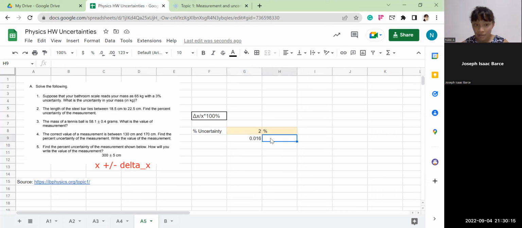Ito ba yung tamang reported value? Anong reported value? Yung uncertainty. Yung uncertainty mo ay 0.016, correct? Yes. Okay. Sabi natin one unit, the smallest unit. So, yung 0? 0.02. Very good. So 0.02. When you express that in percent form, what is this? 2%. Very good.